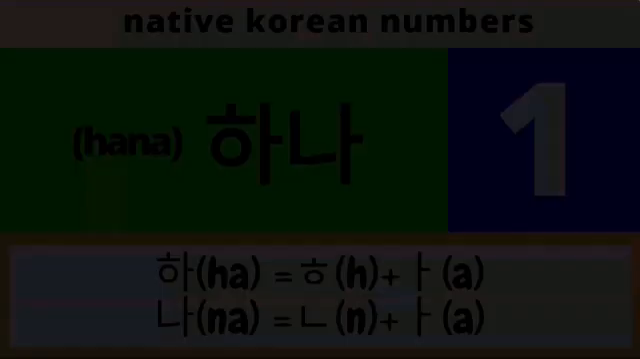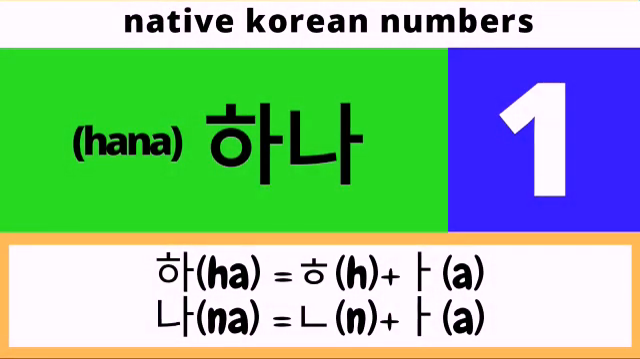How do we spell hana in Hangul? Let's start with the first syllable. To be able to write the syllable ha in Hangul, we need to draw first a Yuk character followed by an a character. For the second syllable na, we need to draw first a Neon character followed by an a character.